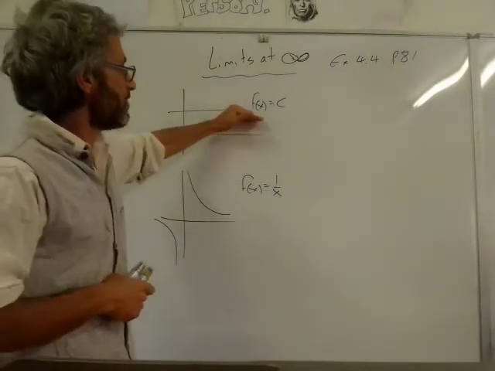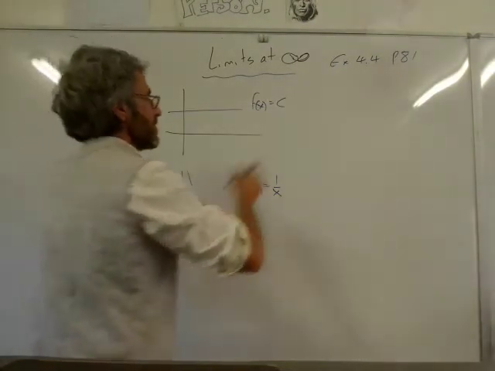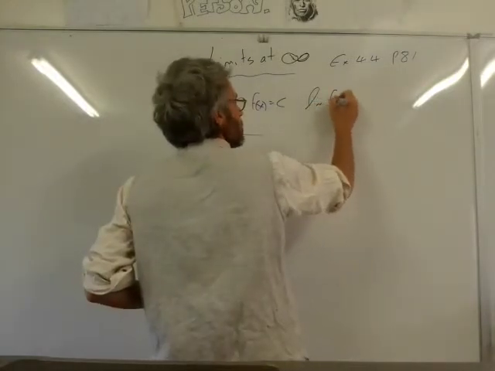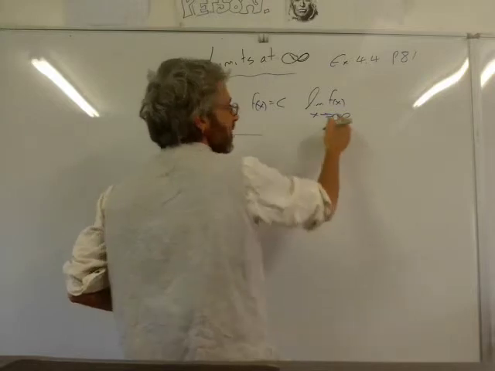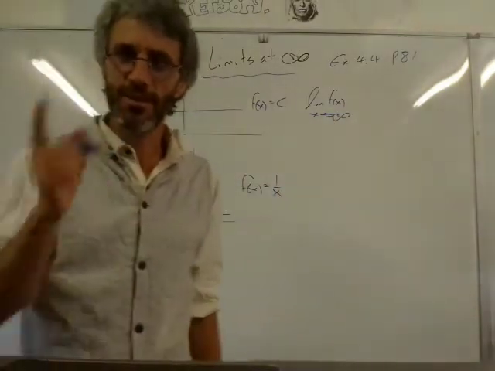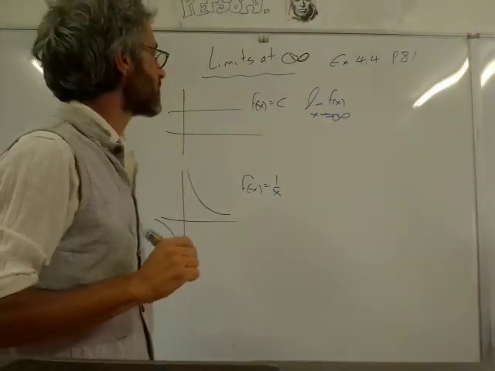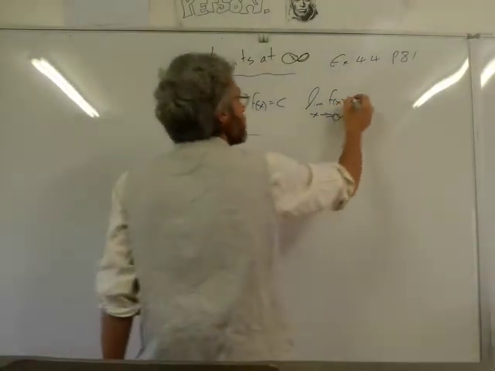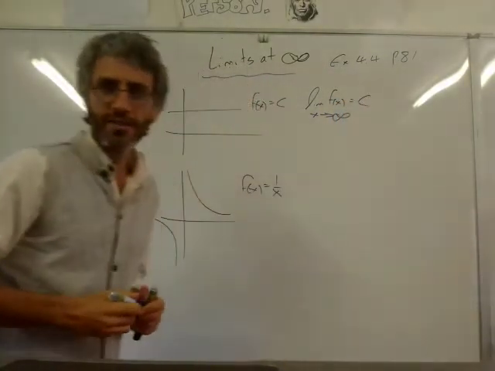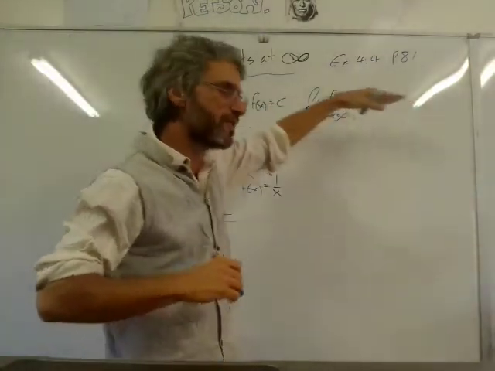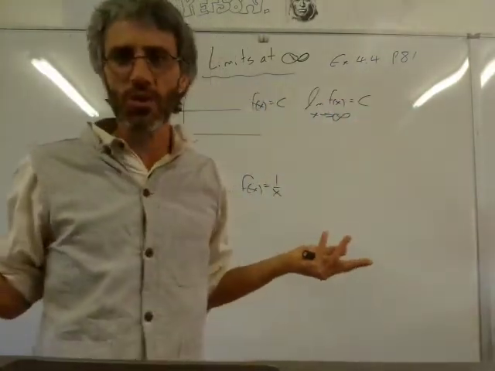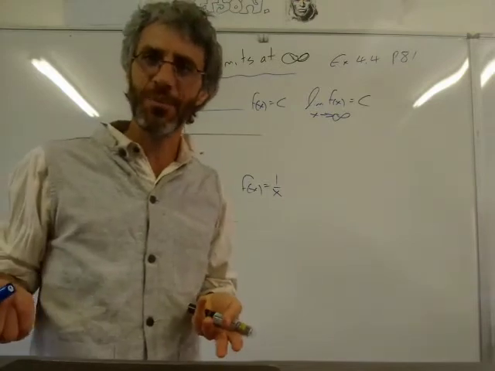So what happens to that value as x approaches infinity? How do we write it? What is the value of f of x when x approaches infinity? That's the sign for infinity, a lying down 8. And the answer is obviously c. Because if it's a constant function, you just think, as I go to infinity, f of x is always c, so it doesn't matter. So that's pretty easy, right?